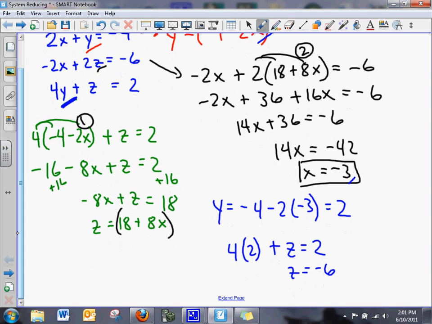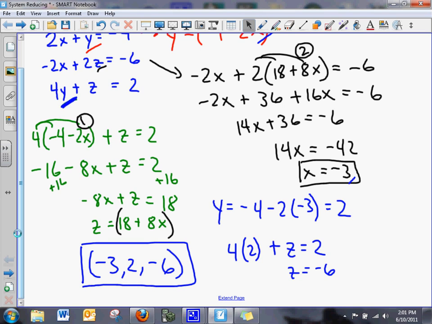So our answer is the values of x, y, and z. Nice. There we go.